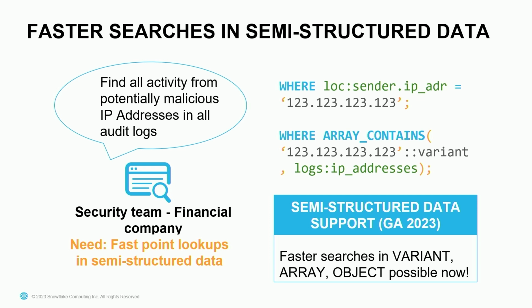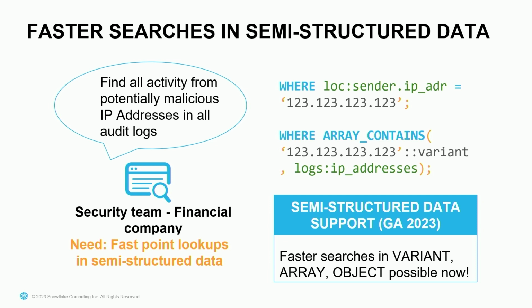Now let's look at the second feature, which is faster searches in semi-structured data. In Snowflake, when we say semi-structured data, we are essentially talking about 3 things. One is variants, the second is objects, and the other one is arrays. It's very common for customers to get their data, which is of JSON type, etc., into one of these 3 types in Snowflake. A security team in a financial company has this use case where they wanted to find, amongst all their log data, any indicators of attacks that could be possible from a set of IP addresses. They needed this for threat investigation purposes.